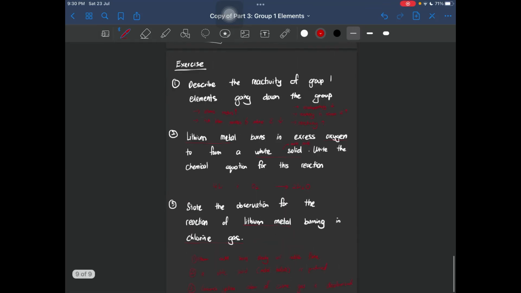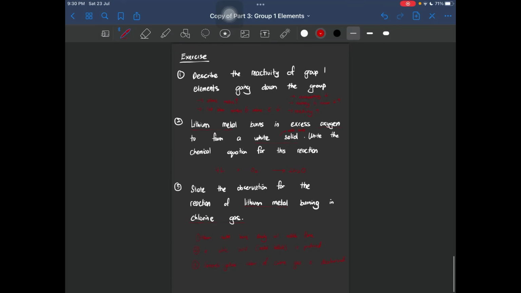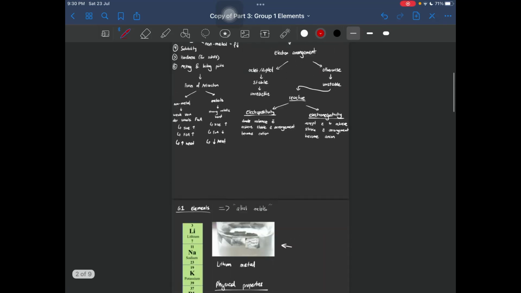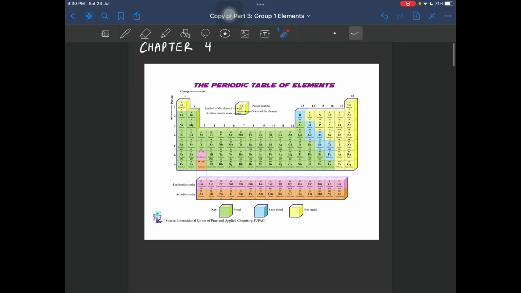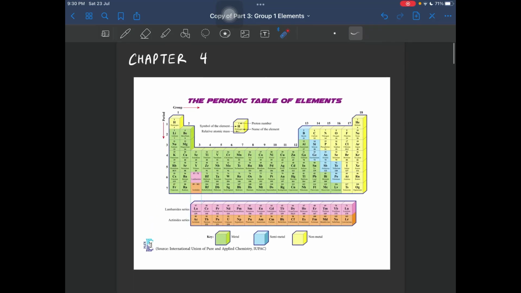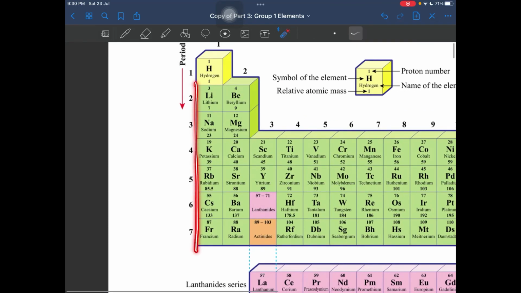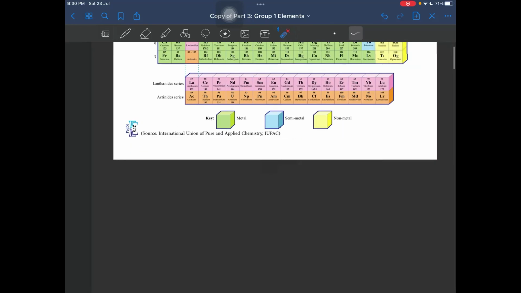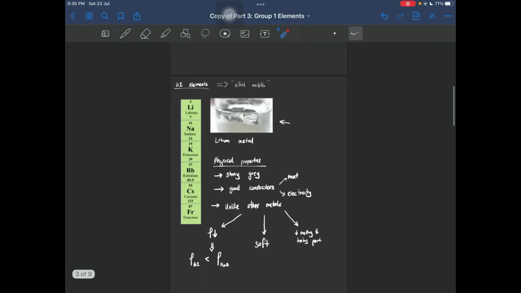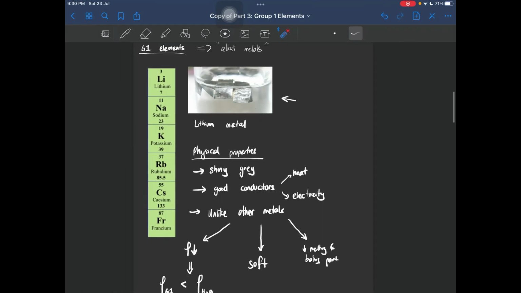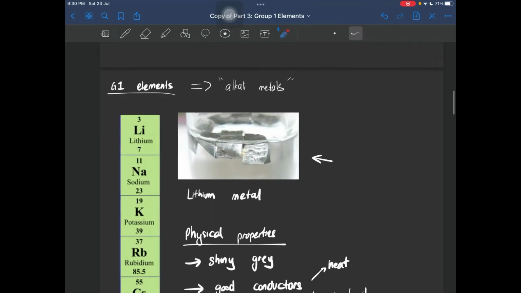Alright, so we have done the exercises, and now we're done with today's lesson of group 1 elements. So let's just roughly go through what we have learned in this chapter. We have learned about the group 1 elements, and specifically our syllabus focuses on lithium, sodium and potassium.